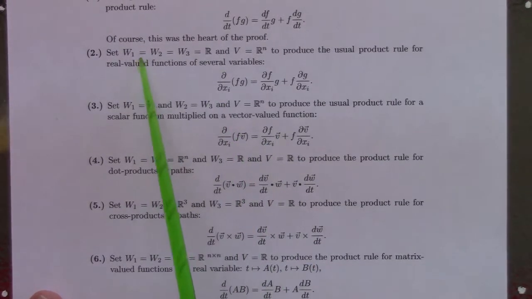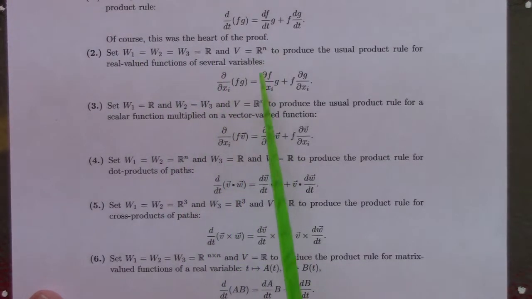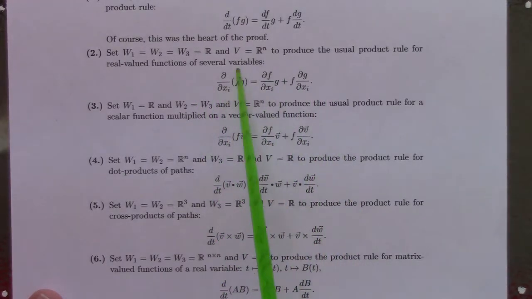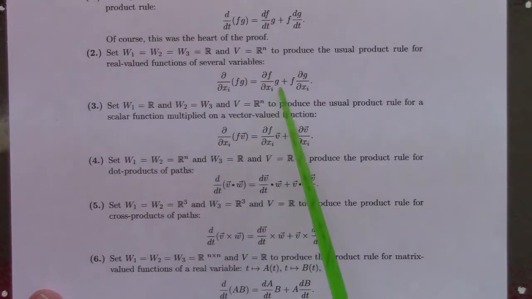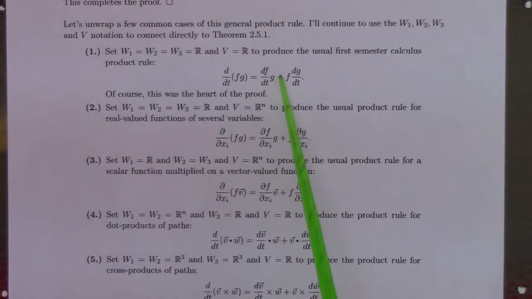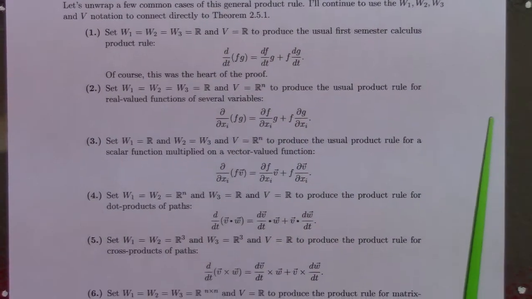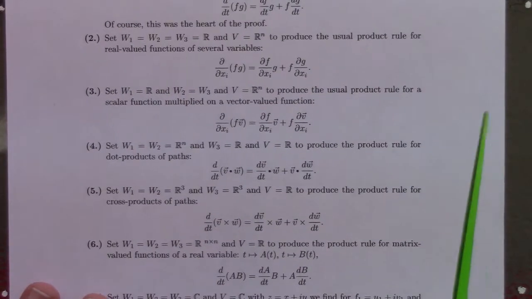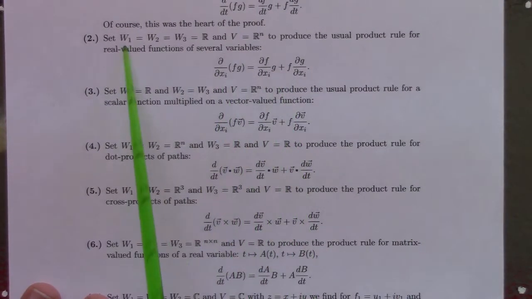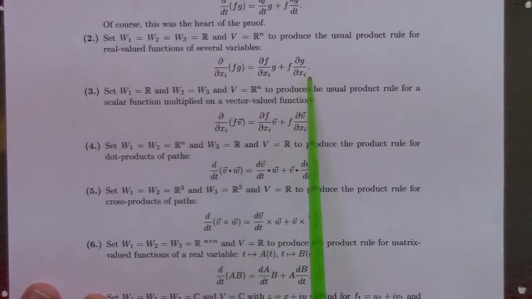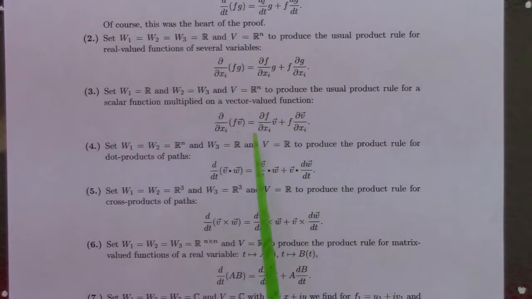If we have W1, W2, W3, R, and V is Rn, then we get the usual product rule. I don't think there's really much daylight between this and that. So if we choose all the w's to be real and the domain to be Rn, that gives us the product rule for partial derivatives of functions.